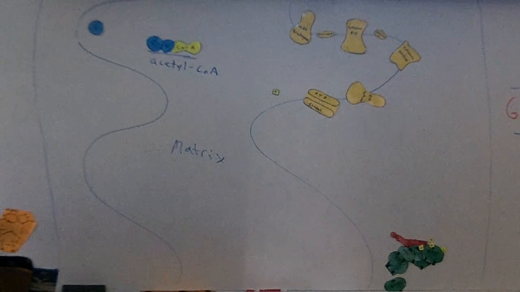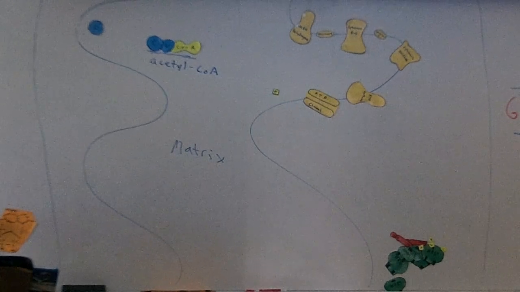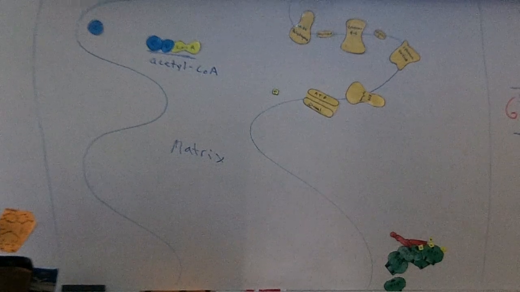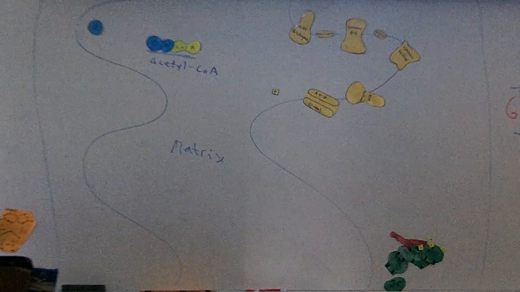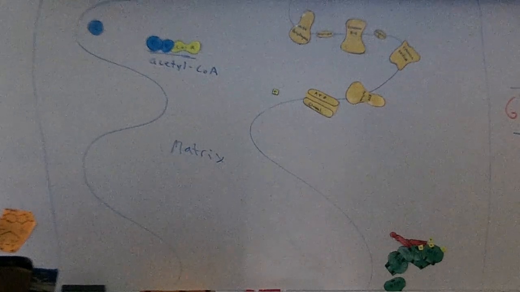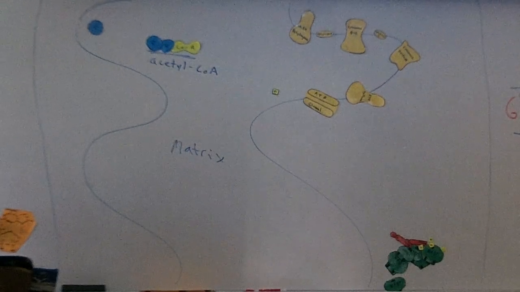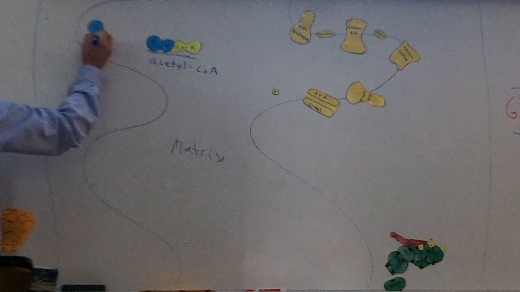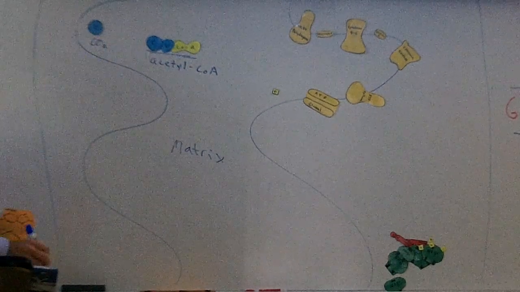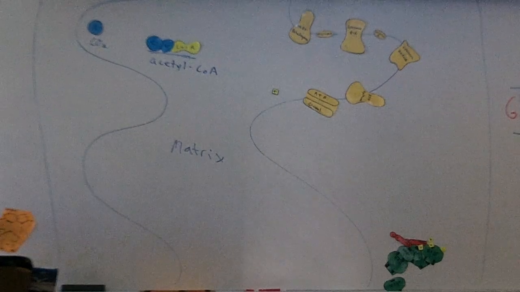Acetyl coenzyme A. Acetyl-CoA. Which is carbon dioxide? No. This molecule is acetyl-CoA. This molecule is carbon dioxide. Acetyl-CoA is the 2 carbons plus the coenzyme. There you go.